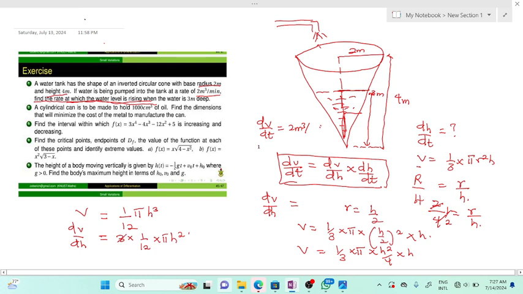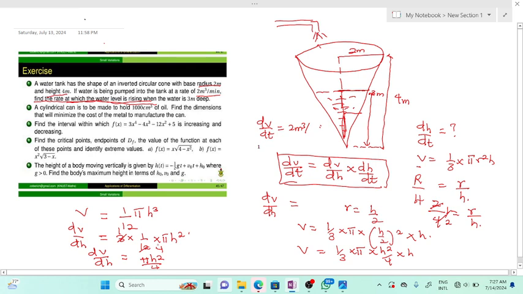3 will go into itself 1, go here 4. So therefore, my dV over dh will simply be equal to, now I'm having only pi on 4, right? So pi h squared all over 4.